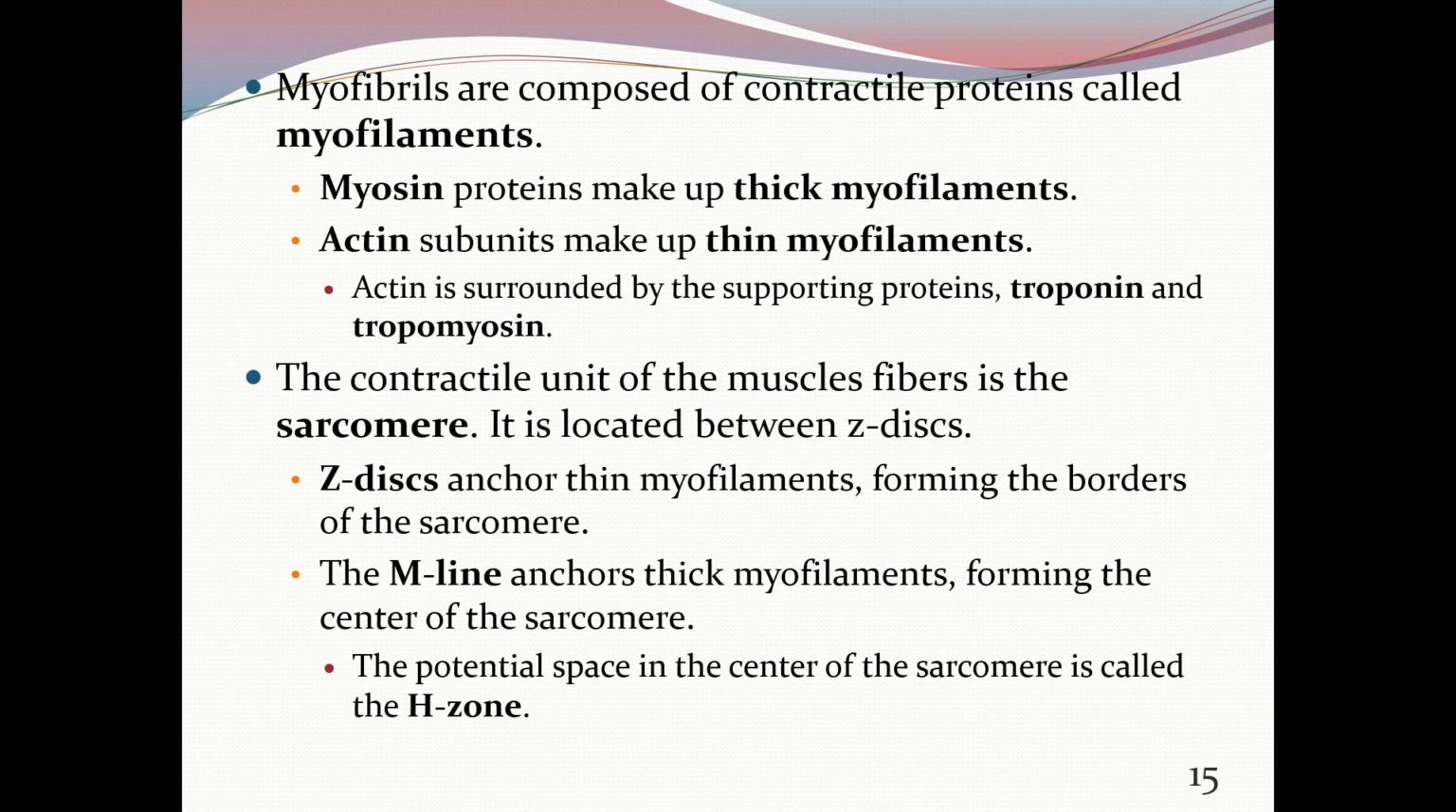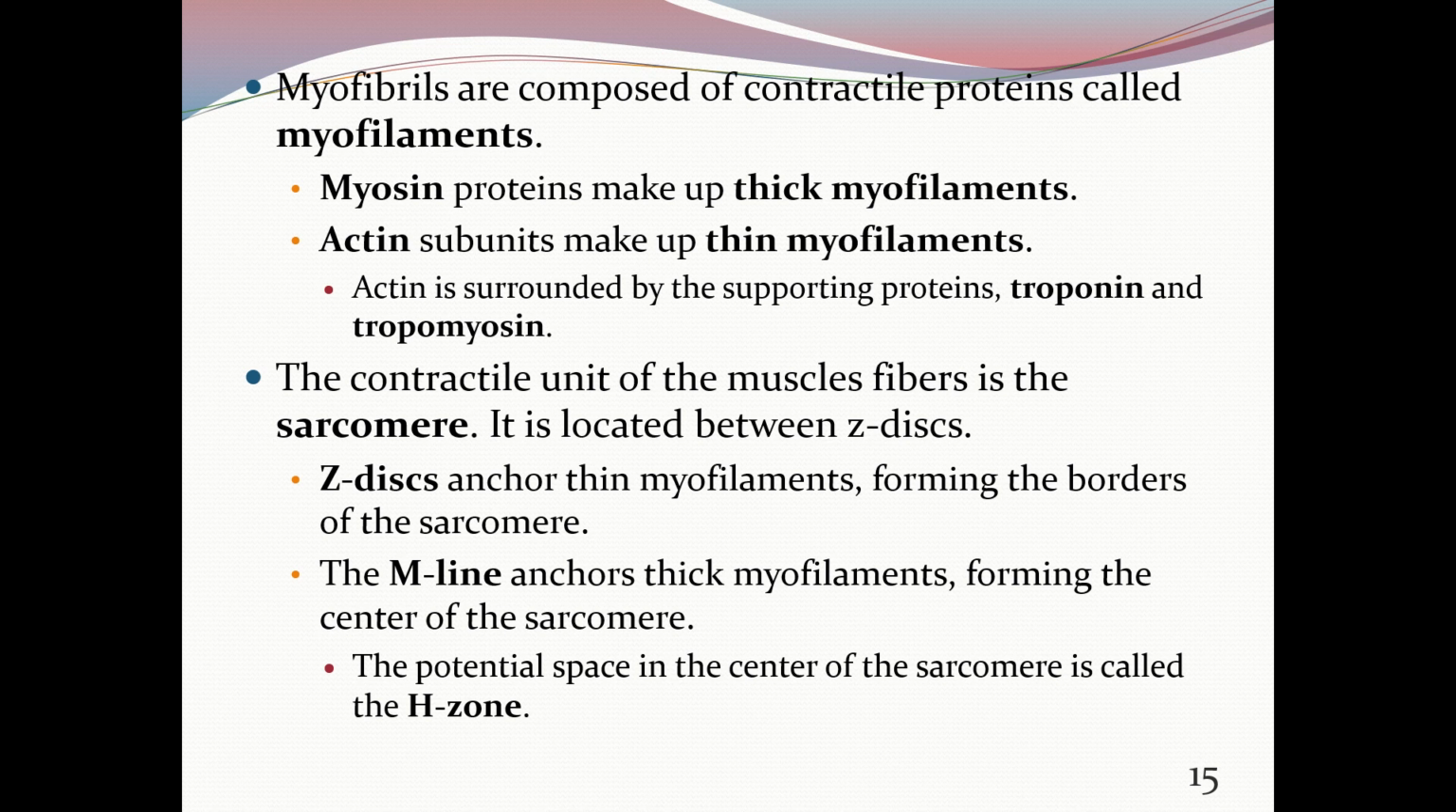So the myofibrils are composed of contractile proteins called myofilaments, which are the thinnest of the units within the muscle fiber. So myosin proteins make up the thick myofilaments, and actin subunits make up thin myofilaments. Actin will be surrounded by the supporting proteins called troponin and tropomyosin. Tropo means in the way, and tropomyosin is going to be in the way of myosin. We'll explain that in a moment.